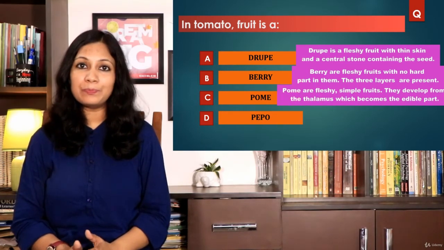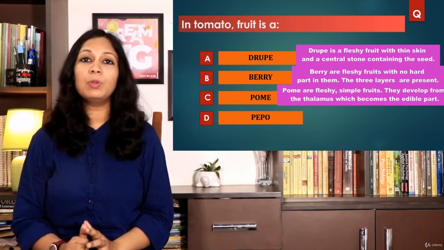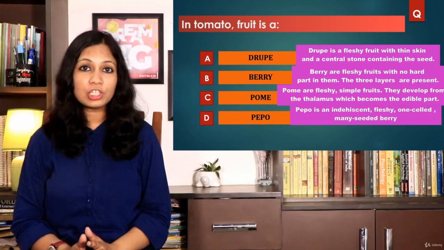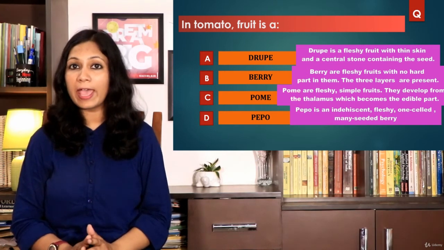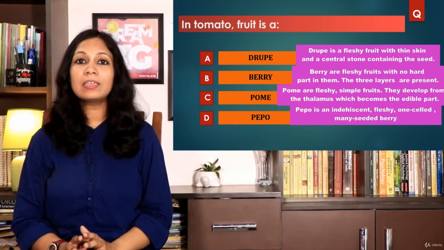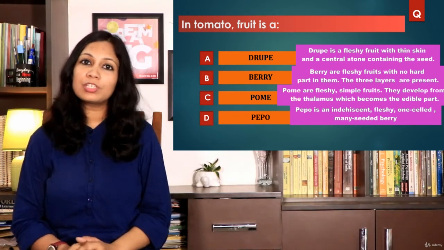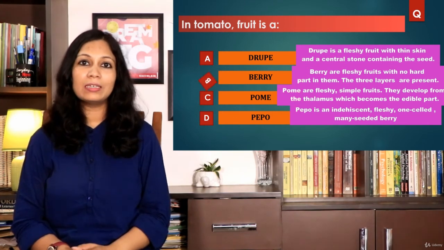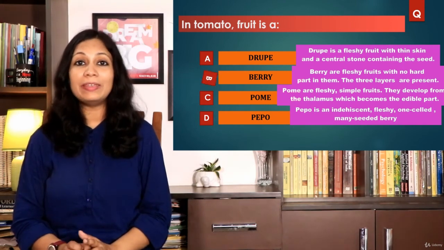Pomes are fleshy, simple fruits. They develop from the thalamus, which becomes the edible part. Pepo is an indehiscent, fleshy, one-celled, many-seeded berry, such as a pumpkin, squash, melon or cucumber, that has a hard rind and is the characteristic fruit of the gourd family. So, now have you chosen the correct option? The correct option is B, berry. A tomato fits the characteristics of a berry. So, tomato is a berry.